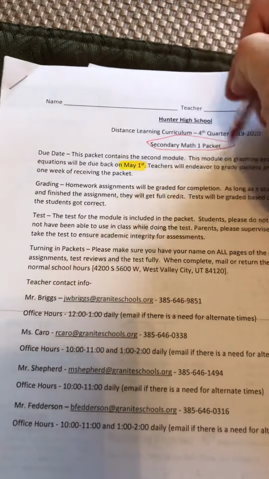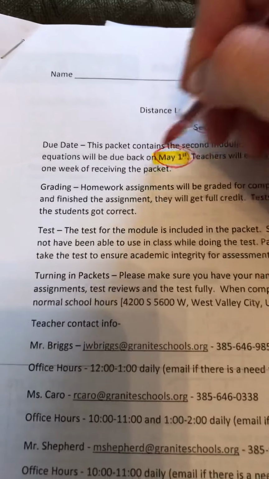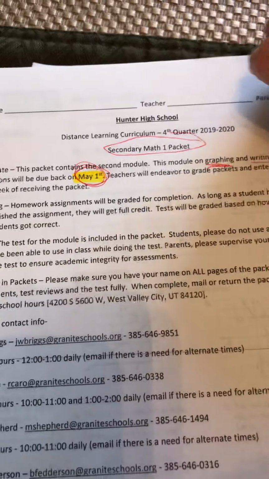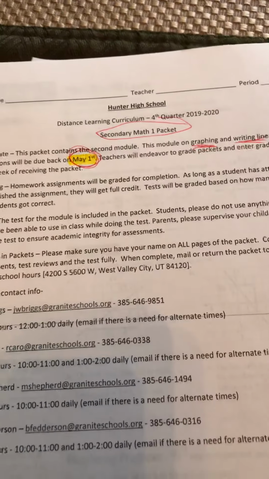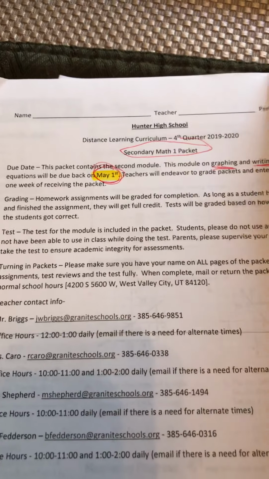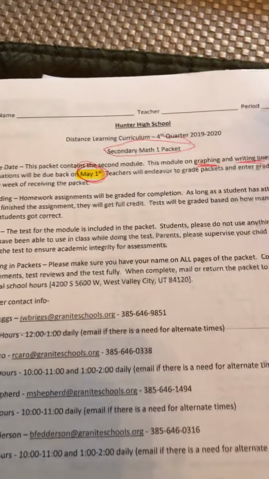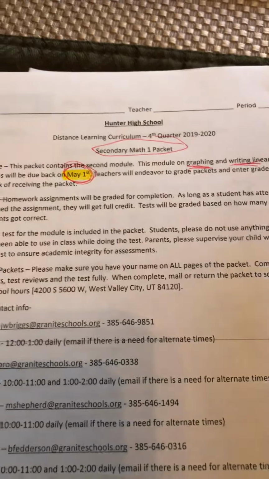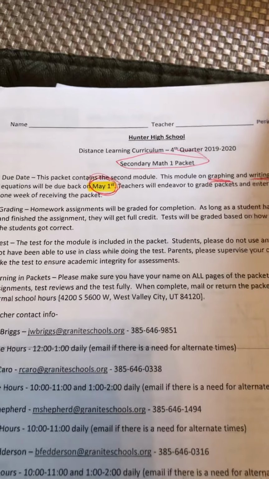So this is the second packet. It's the one that was due May 1st, and it's over graphing and writing linear equations. And so once again, if you haven't done this yet, you can pick up the packet or you can do it online. Technically, nothing's due till May 15th, but it'd be really smart of you to be moving forward and progressing so that we can do it.